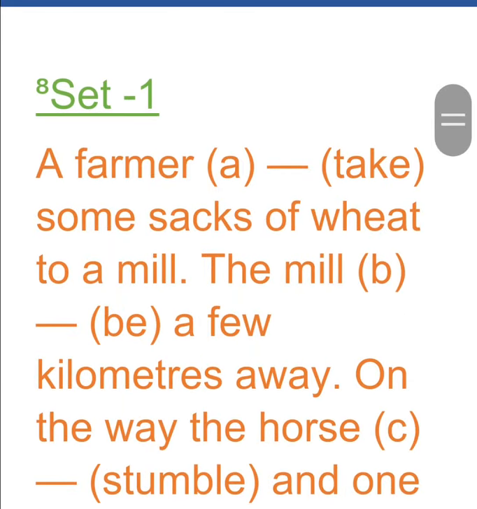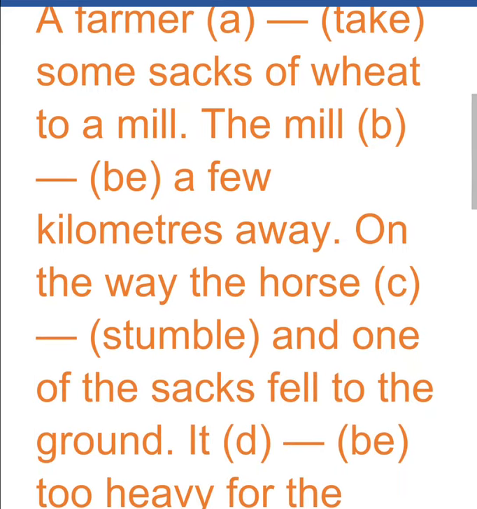Dear learners, there are some sentences. See the sentences first and try to understand. A farmer takes some sacks of wheat to a mill. Okay, a farmer was taking some sacks of wheat to a mill, right? Because this is past continuous tense. The mill be a few kilometers away. The mill was a few kilometers away.